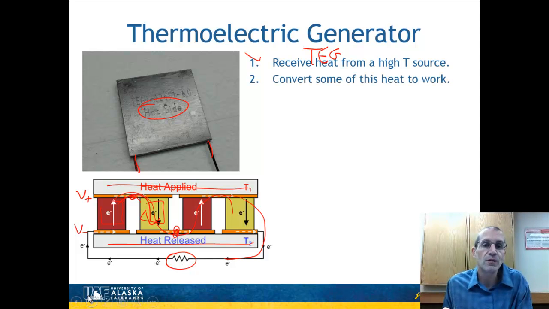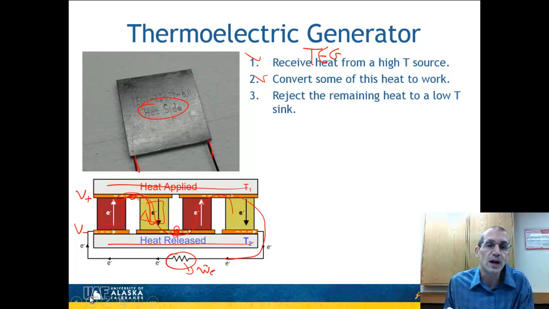Here's the second one. It converts some of this heat to work. Well, this work that's being generated has to come from somewhere, and it's coming clearly from the energy I'm adding to the system. This peg isn't building up in energy or decreasing in energy. It's just sort of sitting there with time. So check. It satisfies characteristic 2.